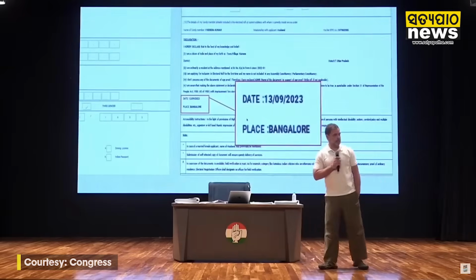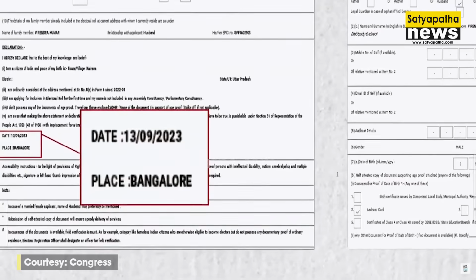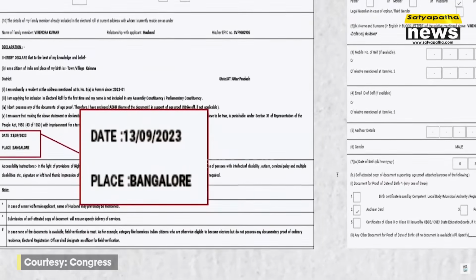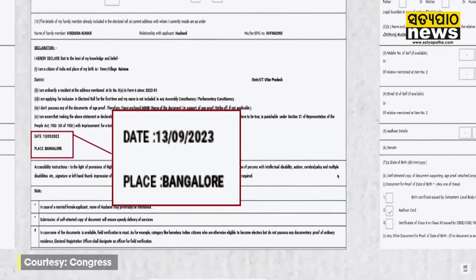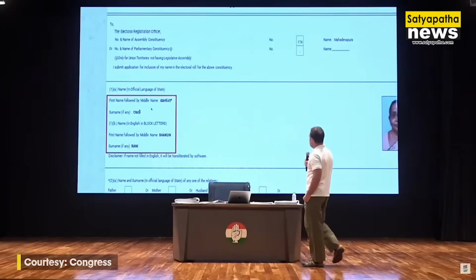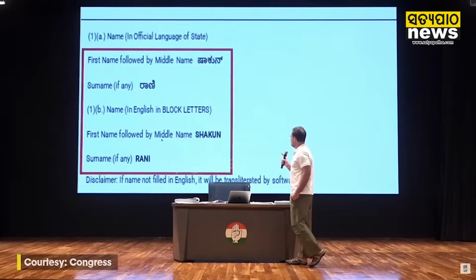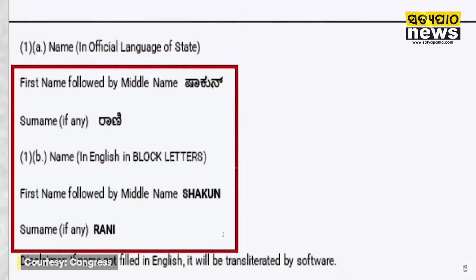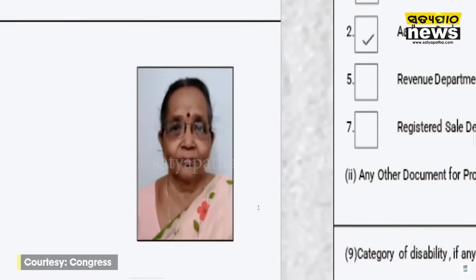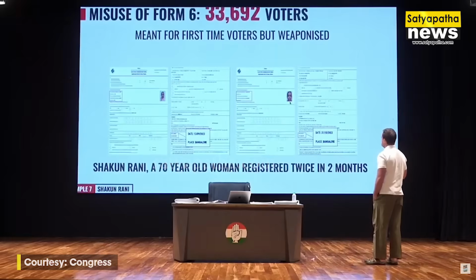She appears twice on the voter list. She comes in using Form 6. Zoom into her name the first time. Here, first name, Shakun, surname, Rani. Right? Now look at her picture. That's a picture. Now go to the other picture. Look at the picture. So this is essentially a zoomed in picture that they've taken.